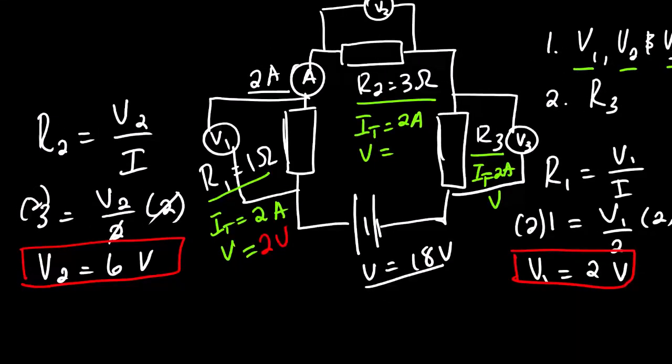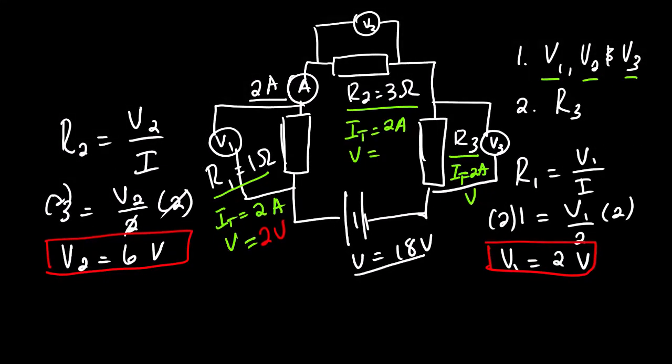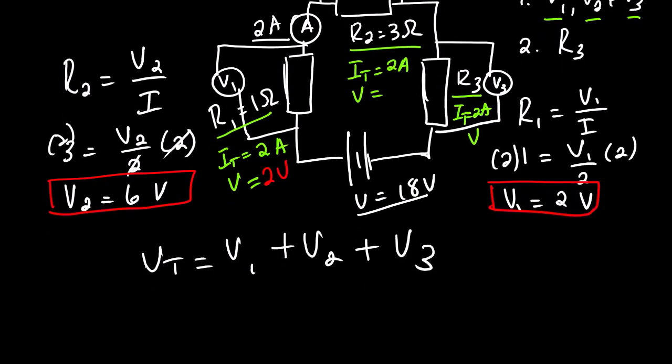Now going to resistor number 3. It's difficult because we are only given the current. So how can we calculate? Remember the equation, V total is equals to V1 plus V2 plus V3. So far we have this, we have this, we have this. Then we can calculate this without actually calculating the resistance.